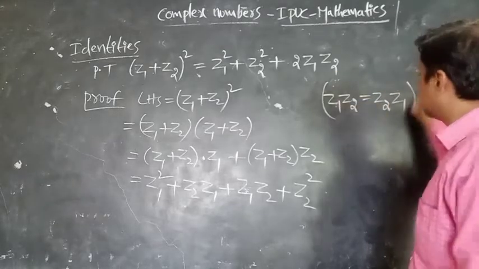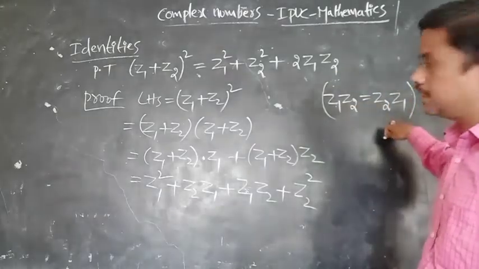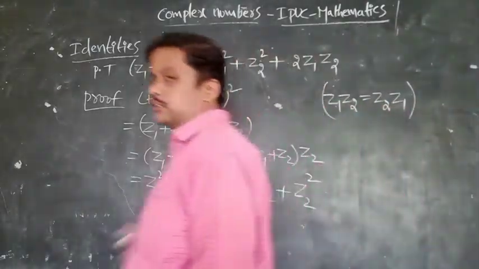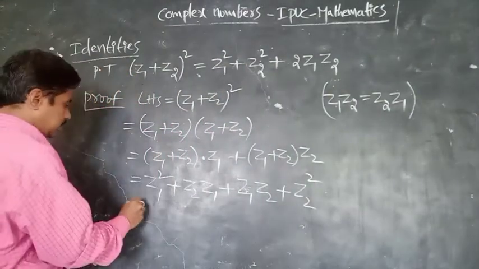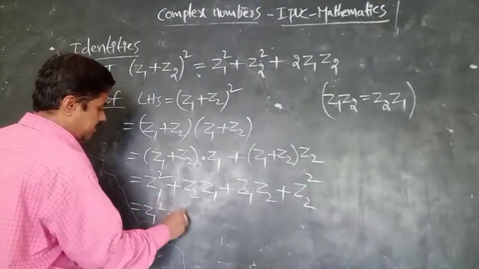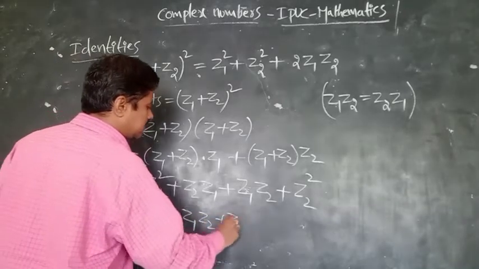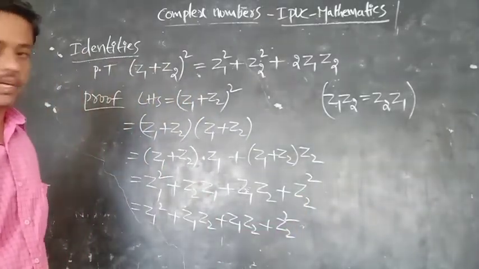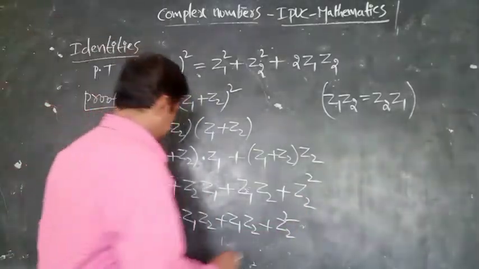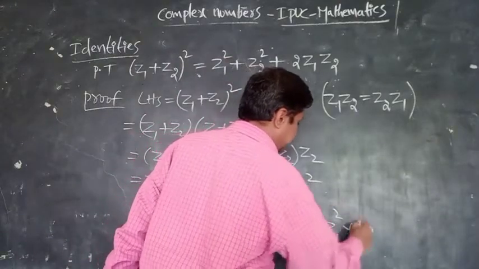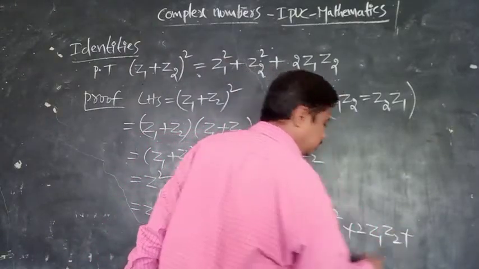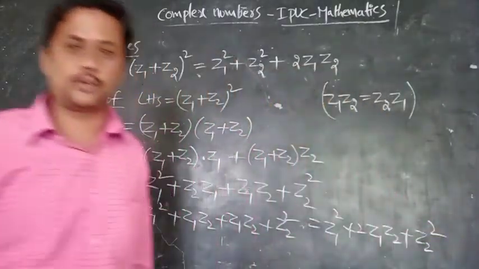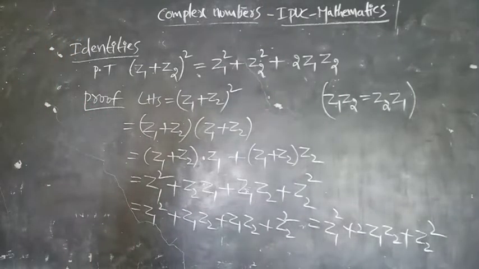By using this property, both are the same, Z1Z2. So therefore you can write it as Z1 square plus Z1Z2 plus Z1Z2 plus Z2 square. Adding, we get Z1 square plus 2Z1Z2 plus Z2 square. Like that I have to simplify.